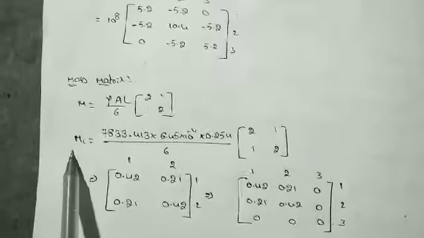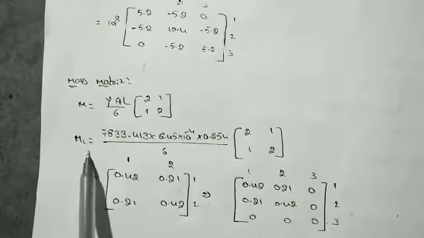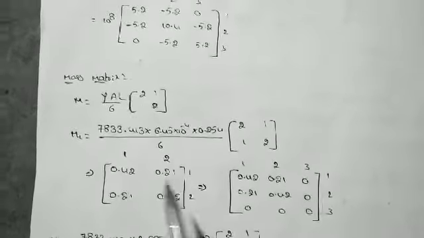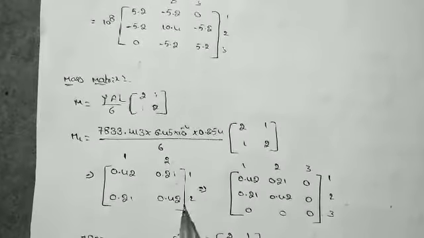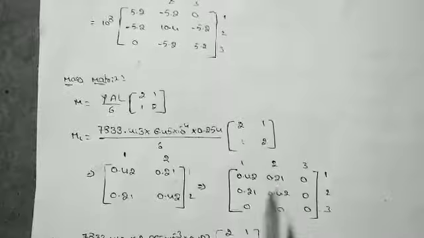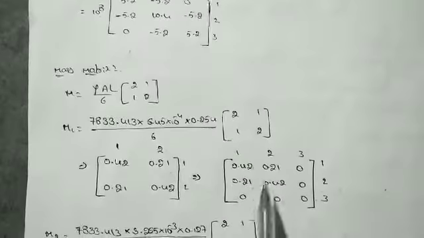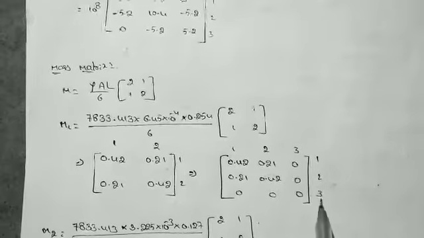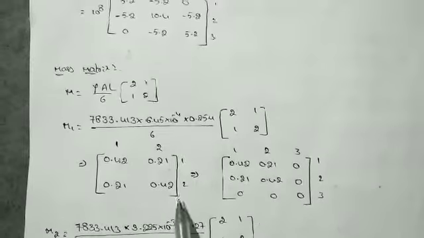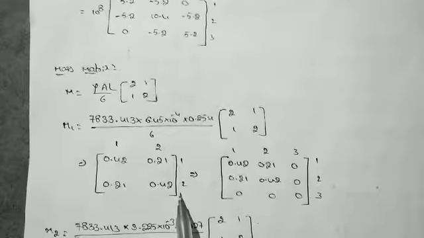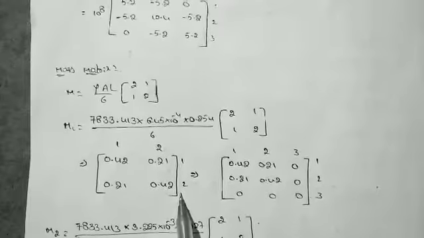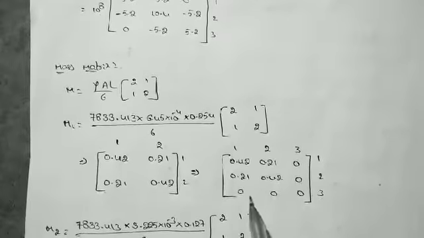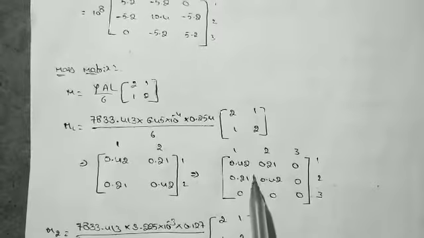This is M1, the mass matrix for the first element. The first element has nodal numbers 1 and 2, so you keep 1 and 2 at the top and right side of the matrix. Then convert this matrix into a homogeneous matrix. First open the bracket and keep 1 2 3 and 1 2 3 at the top and right side of the matrix. The first element has only nodes 1 and 2, there is no third node, so you keep the third column and third row as zeros, and the remaining places are replaced with this matrix.